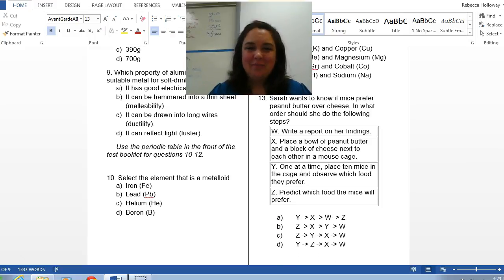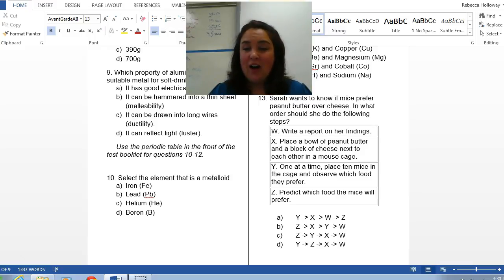Number 13. Sarah wants to know if mice prefer peanut butter over cheese. In what order should she do the following steps? W, write a report on her findings. X, place a bowl of peanut butter and a block of cheese next to each other in a mouse cage. Y, one at a time, place 10 mice in the cage and observe which food they prefer. Z, predict which food the mice will prefer.